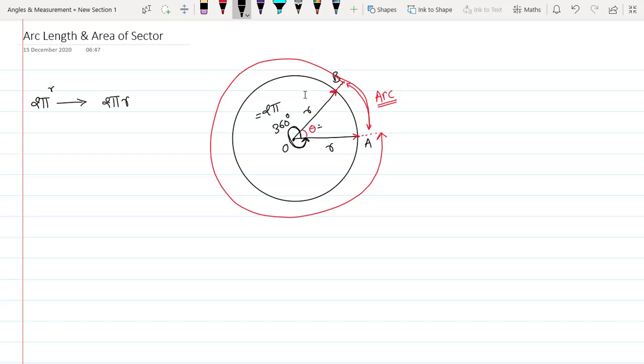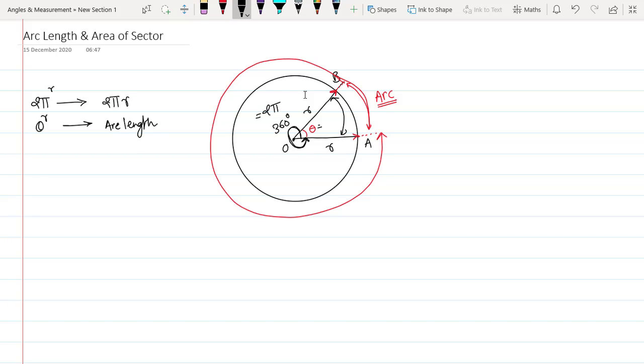Are you getting it? Okay. So if I want to find out this much arc length, now the angle subtended is how much? It's theta radian, and I want to find the arc length, which is x. It's a simple proportional relation. If 2 pi radian, then it is 2 pi r, and if theta radian, then it is x, and this x is nothing but the length of the arc.